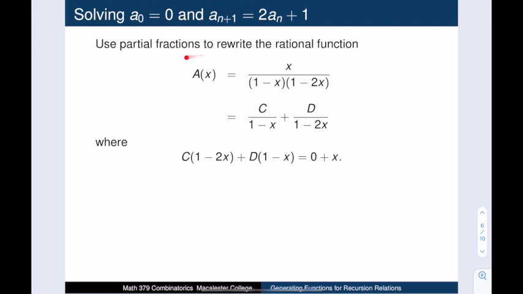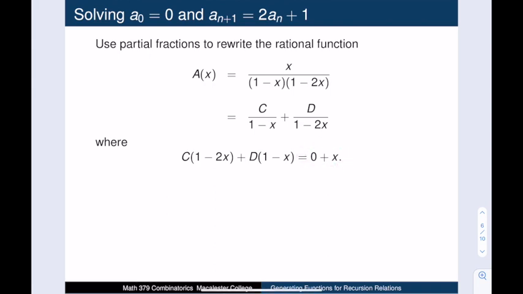So here we have a function a that's a rational function, so it's something on top, and it's a bunch of linear terms multiplied together on the bottom. It turns out that I can always separate this fraction on the right-hand side into two simpler functions. In this case, it's c over 1 minus x plus d over 1 minus 2x. And if this is really true, that means c times 1 minus 2x plus d times 1 minus x is going to give me the original numerator.